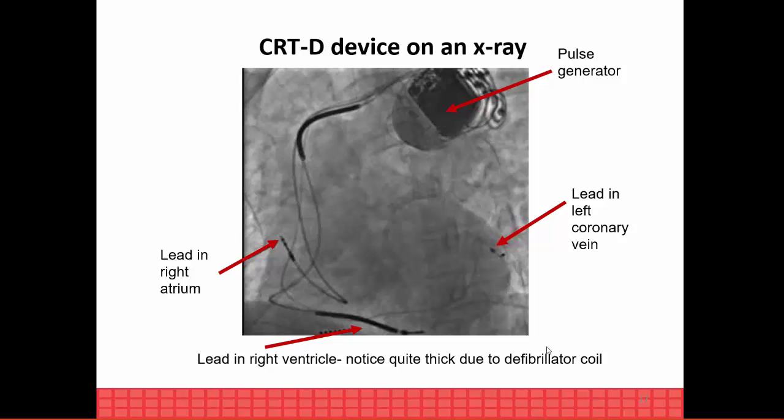The one with the 2 thick parts on it, the lead in the right ventricle, those are the shocking coils, so we know that that's a defibrillation lead. You wouldn't see that thick coil on a regular pacemaker lead. Note to the far right, the lead in the left coronary vein. You see 2 black dots, and that's the tip of the left ventricular lead.